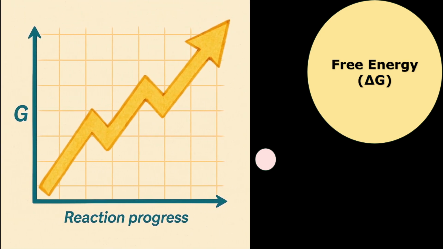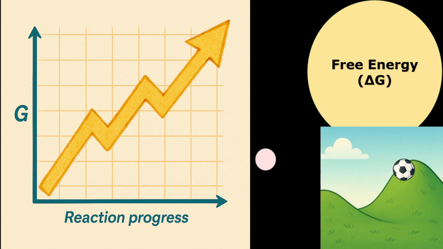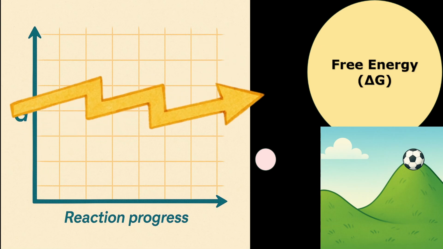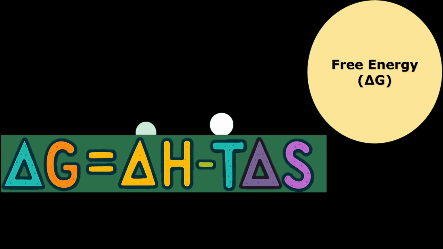A positive delta G means the reaction needs energy, like kicking a ball uphill. It won't go up unless you kick. We call this non-spontaneous. A negative delta G means it releases energy, like letting that ball roll back down to you. It rolls down on its own. We call this spontaneous. We quantify free energy change with this equation, but don't worry, we're not doing any math.